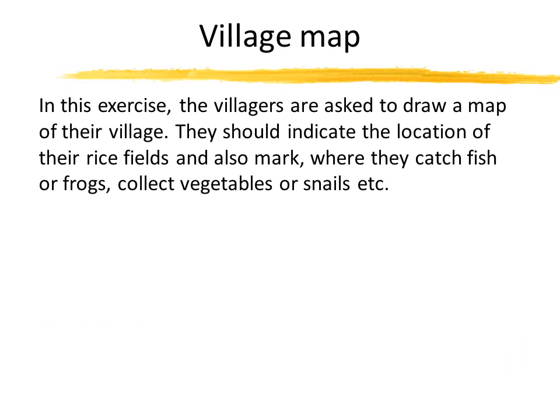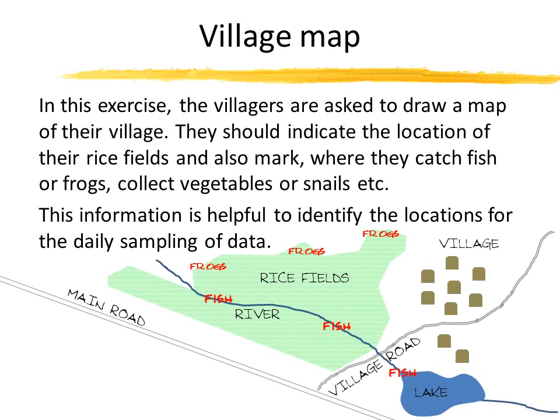Another tool you may use is the village map. Also for this exercise, it is helpful to divide the villagers into groups. Each group should then draw a map of their village and indicate where their resources are. They should also mark areas where they are catching particular species, such as fish or frogs, and so on.